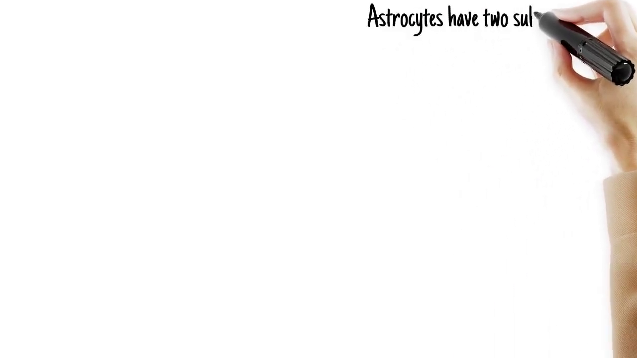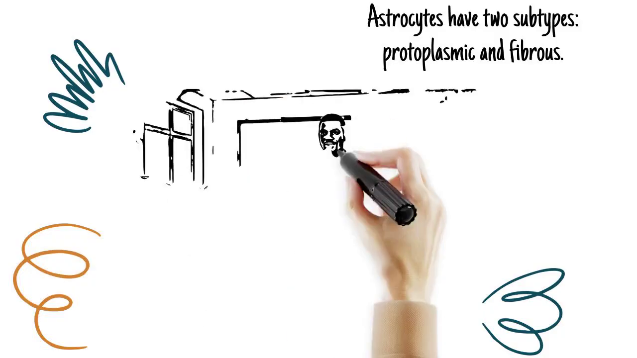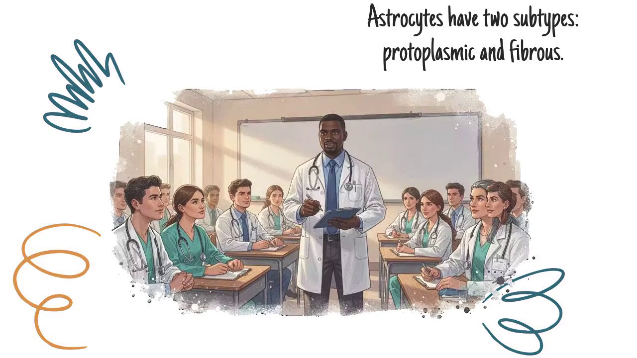Two morphological subtypes exist. Protoplasmic astrocytes are found in the gray matter and have thick, extensively branched processes. Fibrous astrocytes are found in the white matter and have longer, thinner processes.